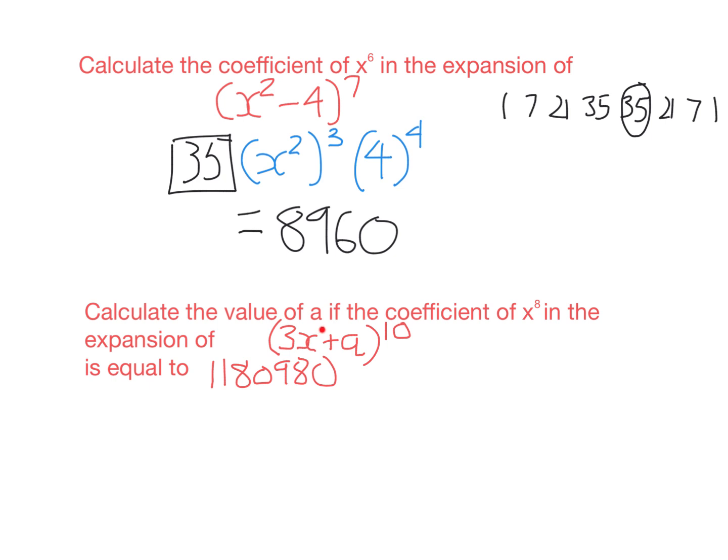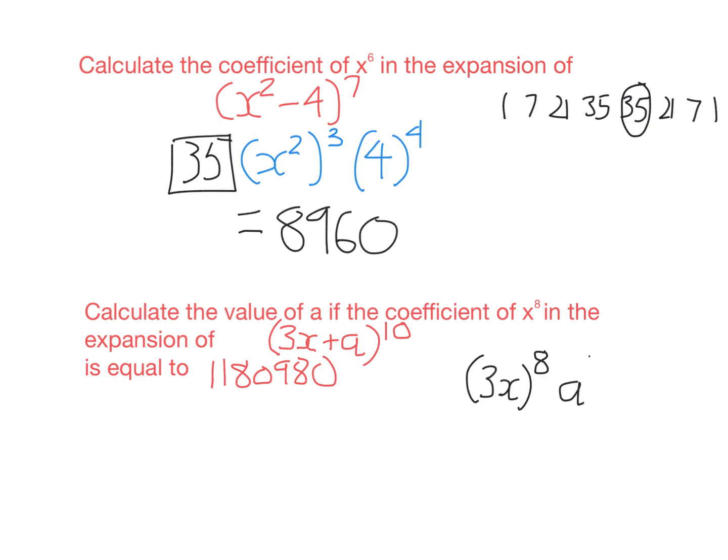All right, let's look at this next question. We're going to calculate the value of a if the coefficient of x to the power of 8 in the expansion of this is equal to this large number here. So again, we're going to look at what this term would have to be. So it would have to be 3x all to the power of 8. Has to be that. That's how we get x to the power of 8. And then it'll be times a.